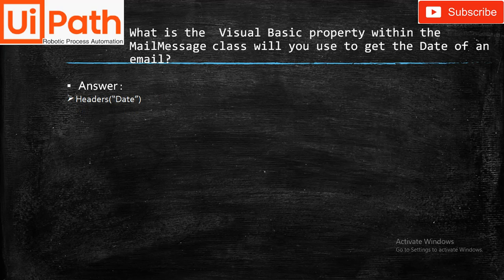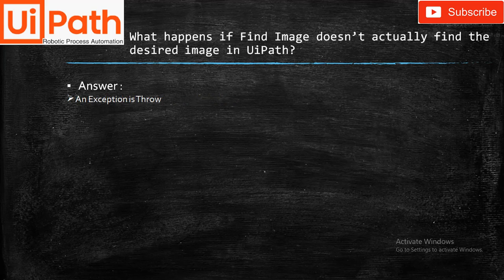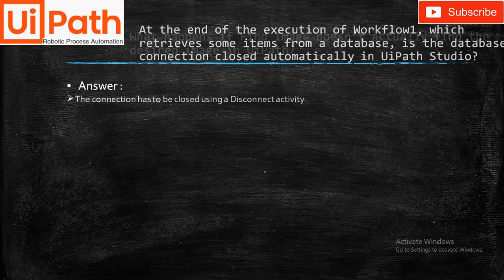What is the Visual Basic property within the MailMessage class that you will use to get the date of an email? Headers, double quote, date. Which is the best optimized navigation method to be used in a form within Citrix? Sending keyboard commands or hotkeys. What happens if find image does not actually find the desired image in UiPath? Answer: an exception is thrown.